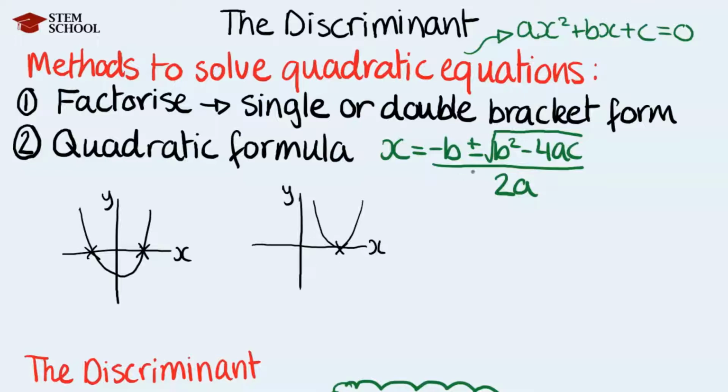Now, if we look at the quadratic formula, we have this square root here, and that's very important. So I'll write that here, b squared minus 4ac in a square root. For this formula to actually work, we can only take the square root of a positive number. So that means the b squared minus 4ac is a very important number, and that's what we call the discriminant.